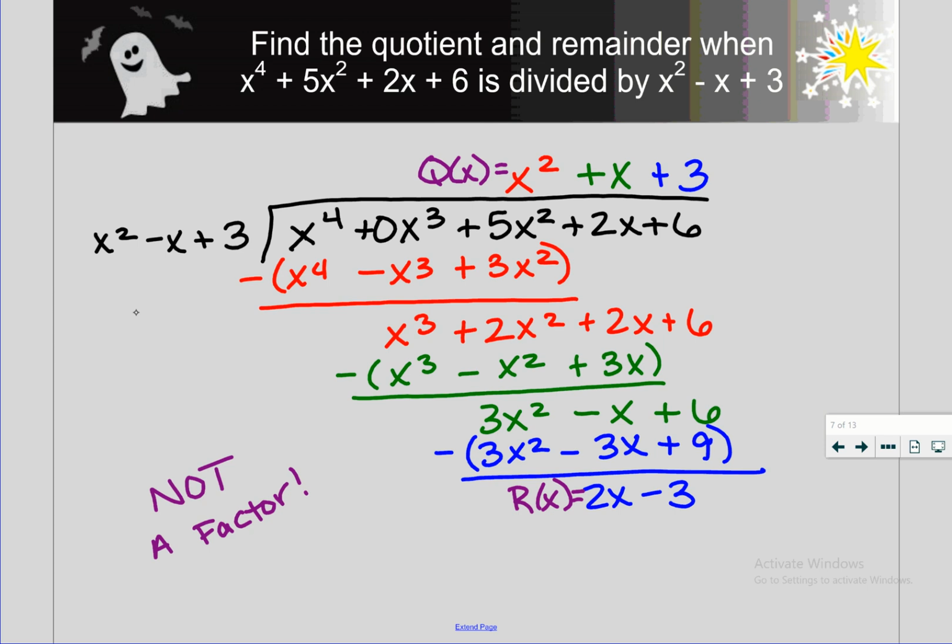Okay, and again, we stop at the end there because the degree of what we have at the bottom, degree 1, is smaller than what we have inside. It's not a factor because of this. Because the remainder is not 0. Yep. If it's 0, it's a factor. If it's anything else, it's not a factor. Okay? Other questions on long division? This is the longer of the two, so synthetic will go real quick.